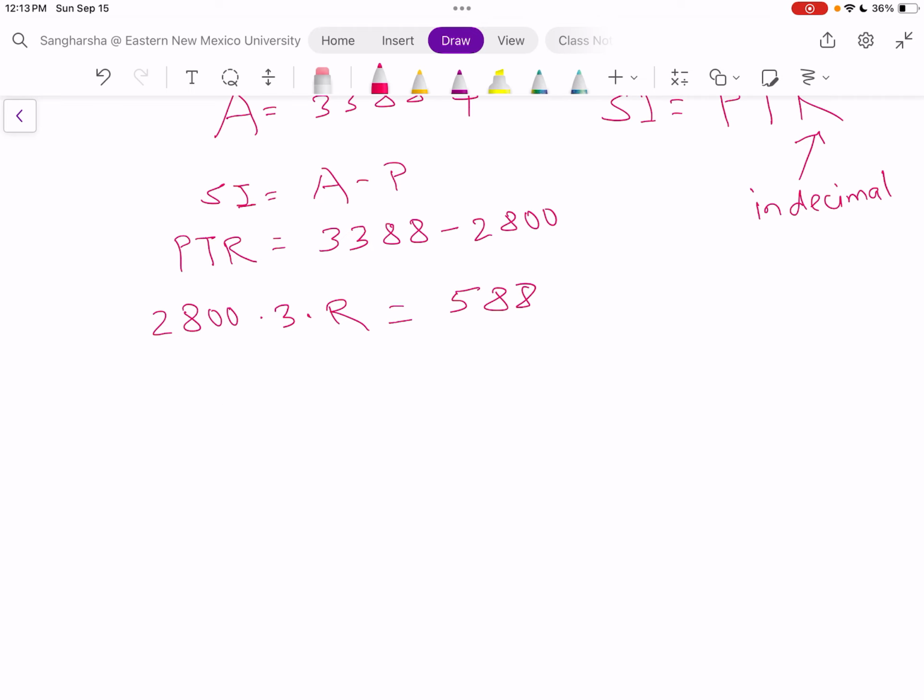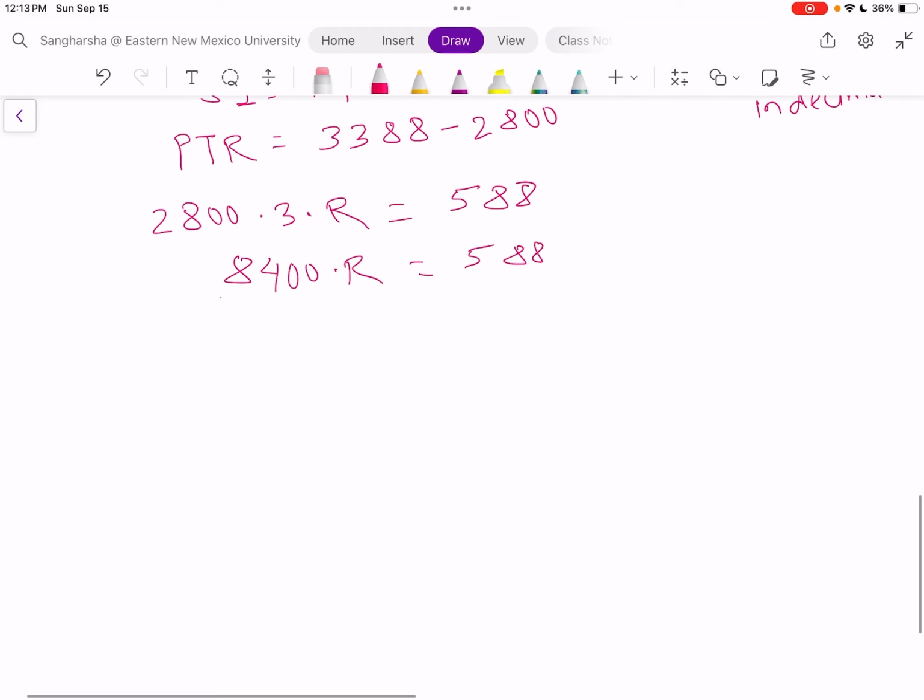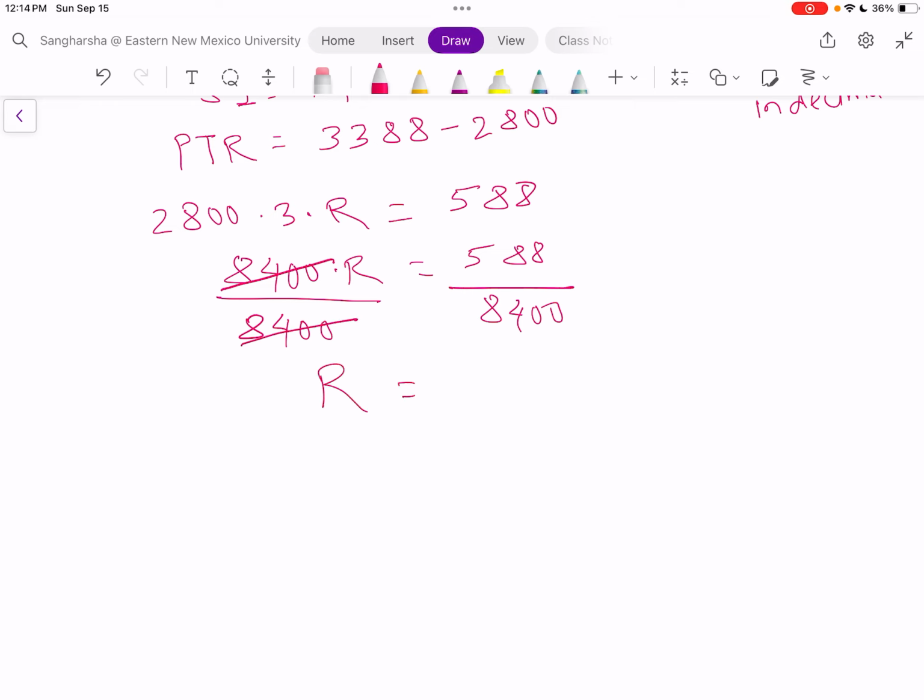Okay, now let's solve this equation. This is a linear equation. Now let's solve this equation for r. So let's simplify on the left side at first. So we have 2800 times 3, which is 8400, times r equals 588. Now we need to get rid of 8400 from the left side, so we divide both sides by 8400. So 8400 divided by 8400 is 1 times r, which is r, and 588 divided by 8400 is 0.07. So this is the rate in decimal.